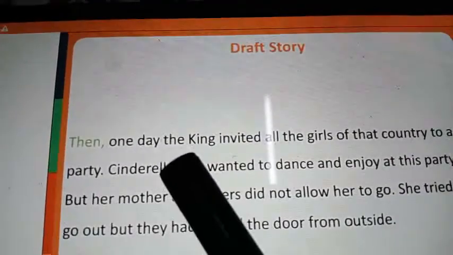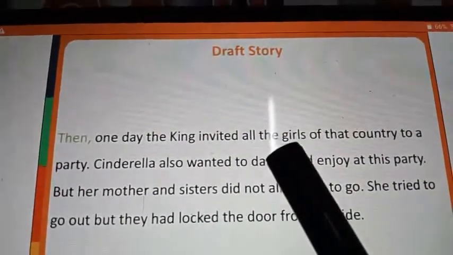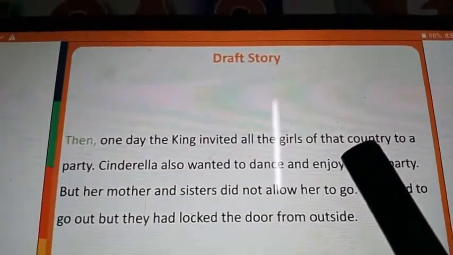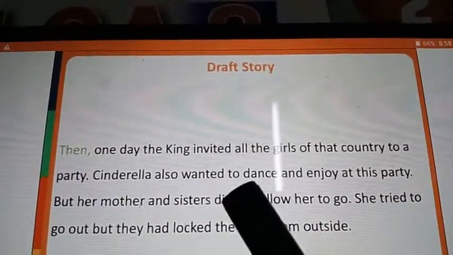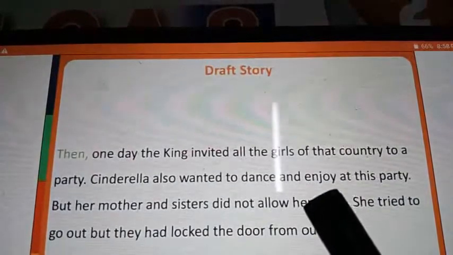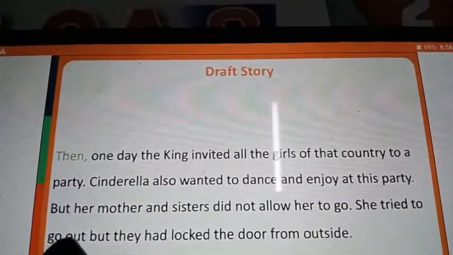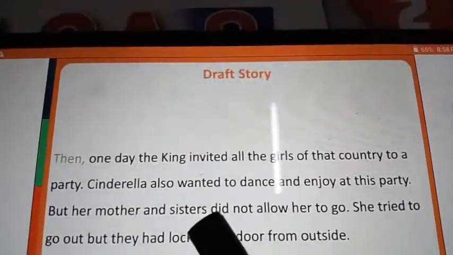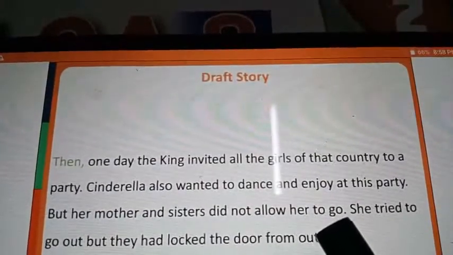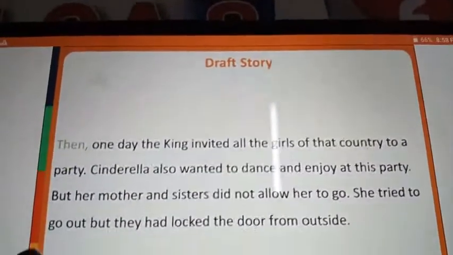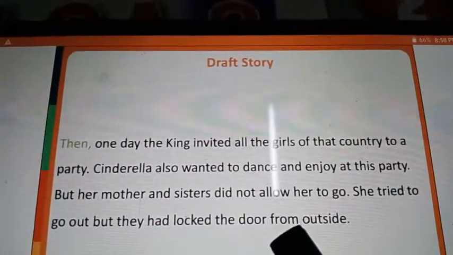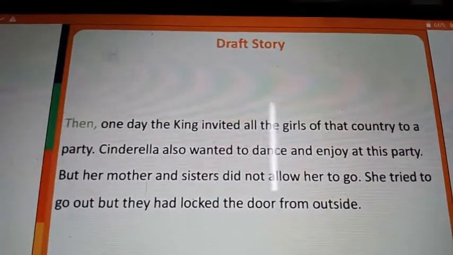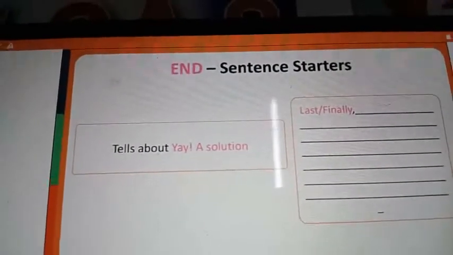Then one day the king invited all the girls of that country to a party. Cinderella also wanted to dance and enjoy at this party. But her mother and sisters did not allow her to go. She tried to go out, but they had locked the door from outside. Yes. Next, let us move to the end.